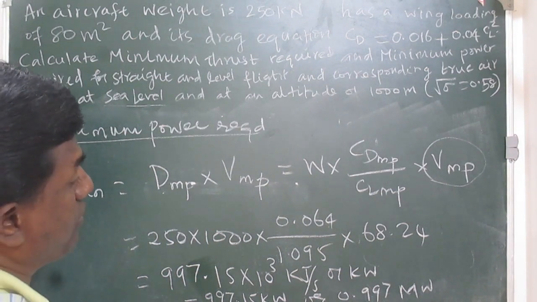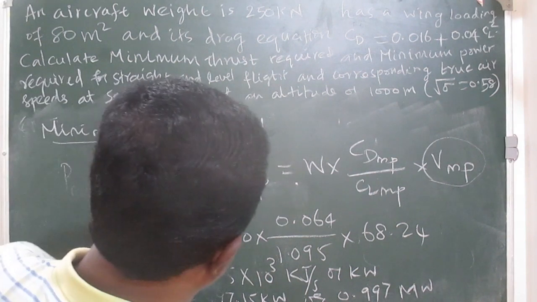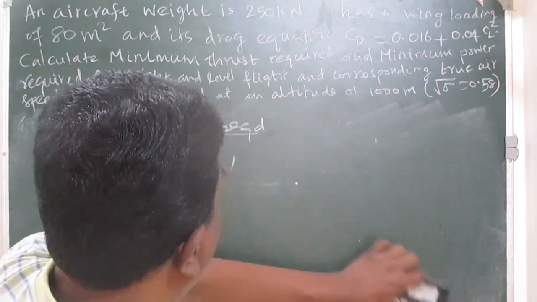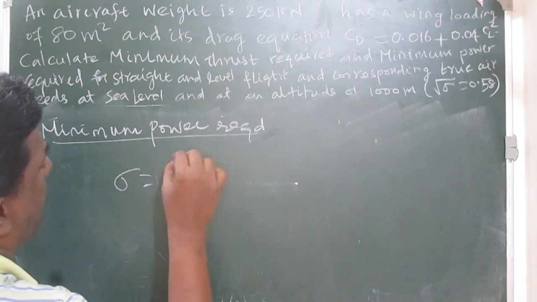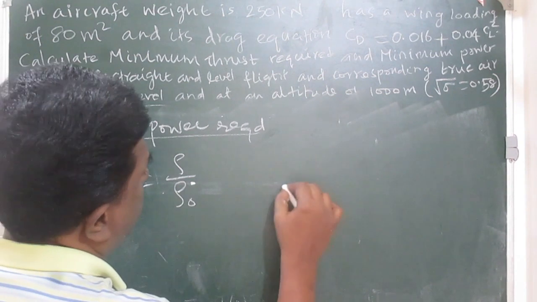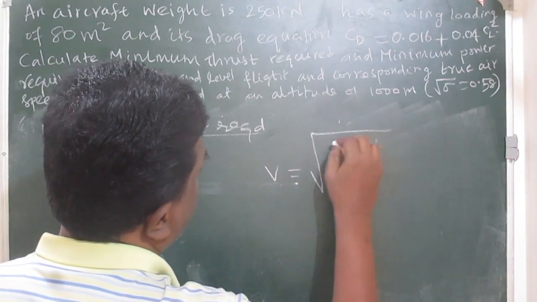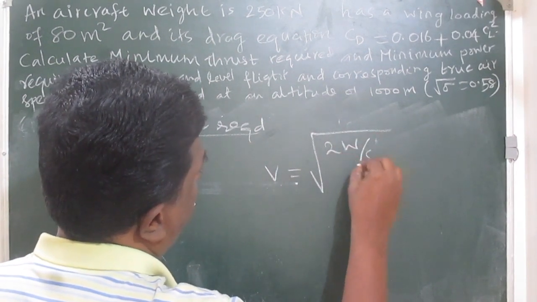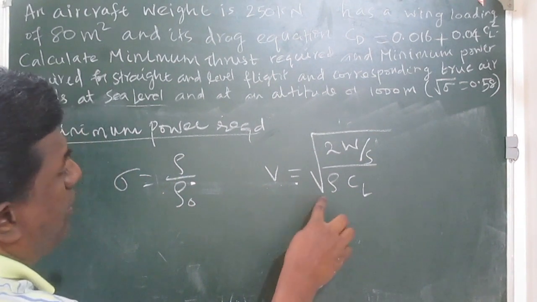Okay, why are we using root sigma? That is also very clear, because sigma is nothing but rho by rho naught. Root sigma generally we use because of velocity. We know the velocity formula, velocity is equal to the square root of 2W by S rho CL.